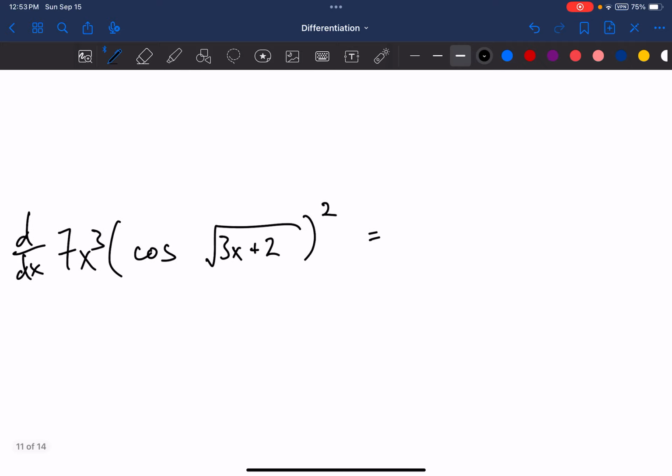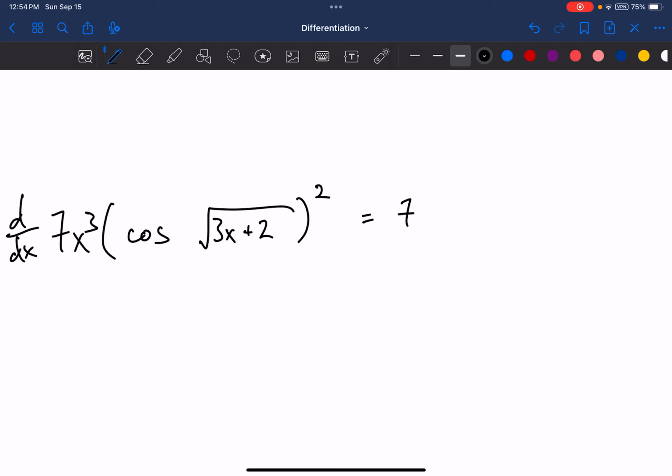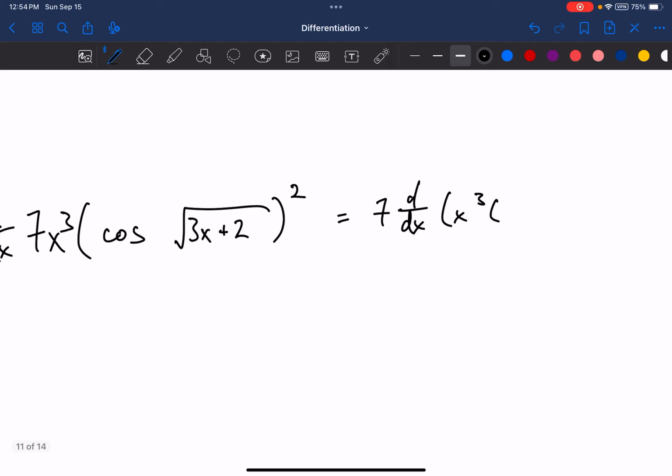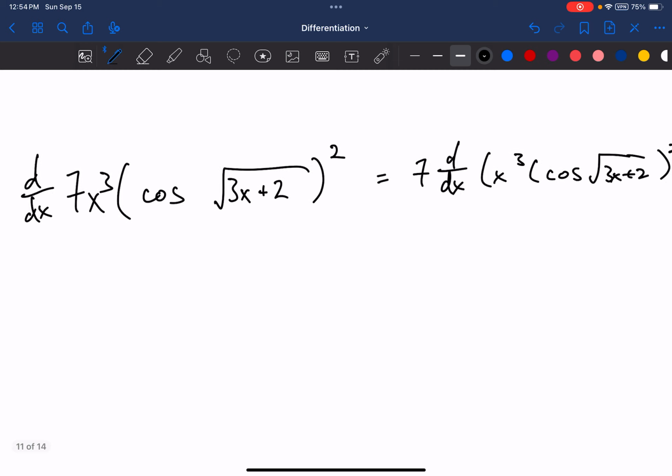First step you realize is that the 7 is just a constant, so we can just take this out, right? And d dx, the inside, which is x cubed cosine root 3x plus 2 and this squared. And you can just differentiate this afterwards.